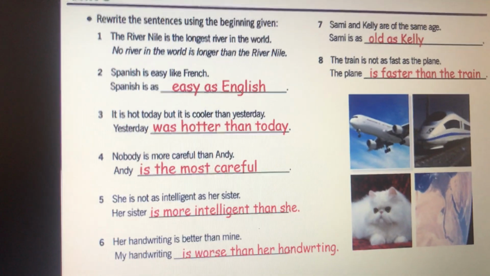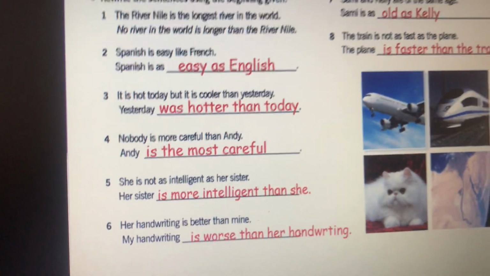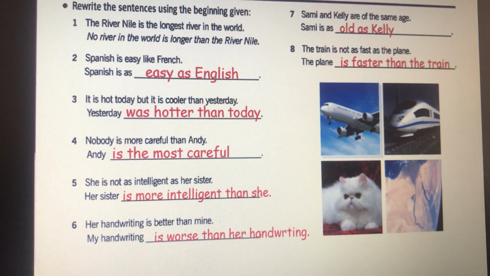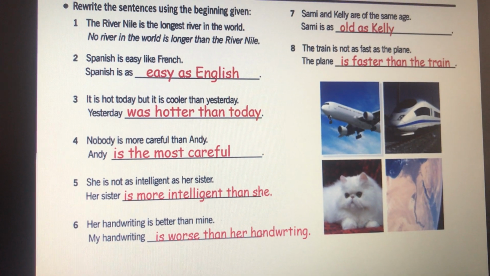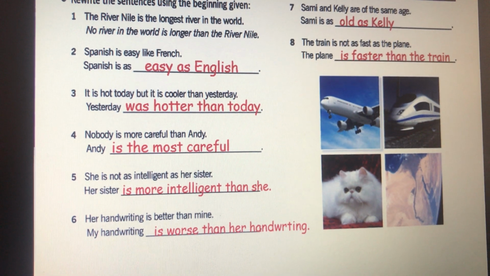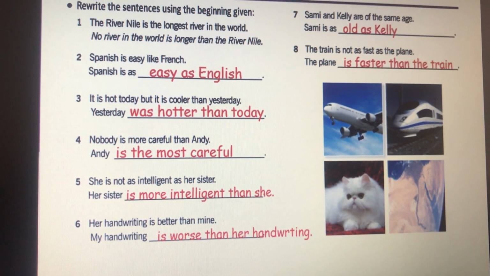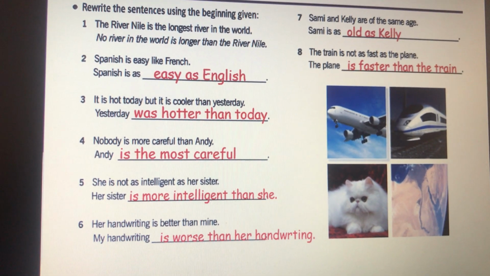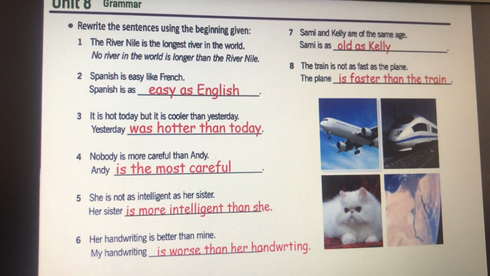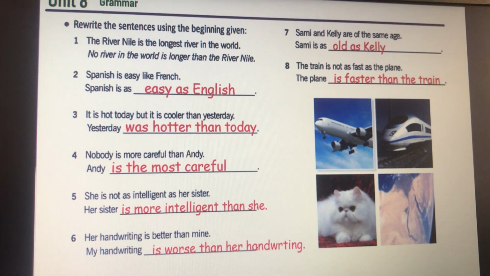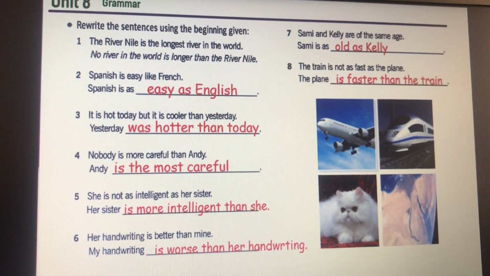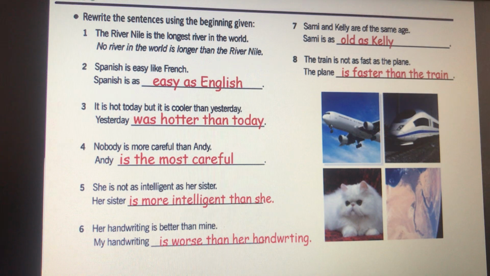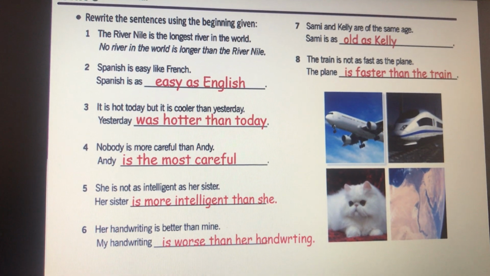Look. Let's read the examples. Spanish is as easy as English. Yesterday was hotter than today. Andy is the most, look, nobody is more careful. We are talking about distinguish. عندما نتكلم عن شخص مميز أو شيء لا يشابه شخص أو شيء آخر, this is superlative. Andy is the most careful, الأكثر حرصا. Her sister is more intelligent. We have, look, we have as intelligent as, comparative.